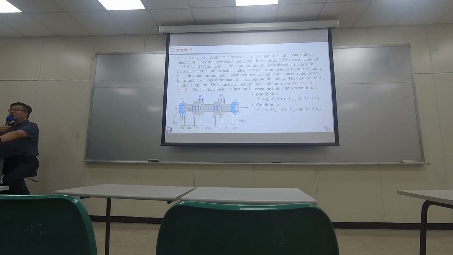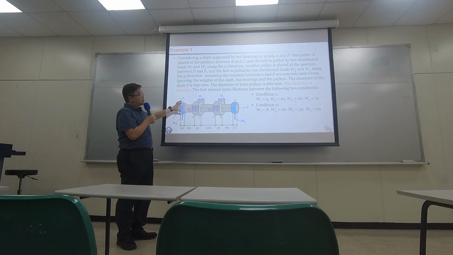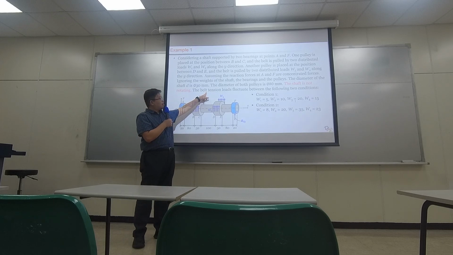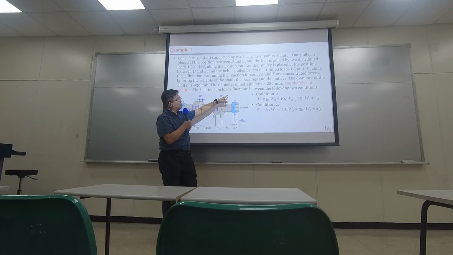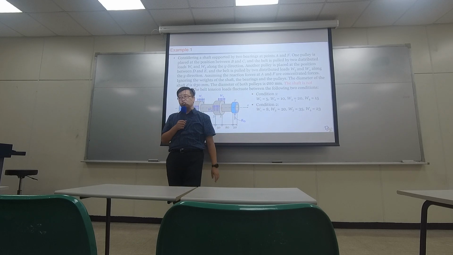So this is the problem that we have seen multiple times, so I don't need to explain too more. However, different from what happened in the past is the red sentence. This time, the shaft is not rotating. Okay, this one is not rotating. But the belt tension loads fluctuate between the following two conditions.